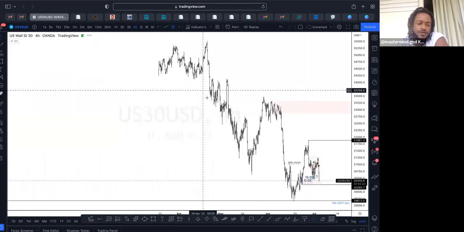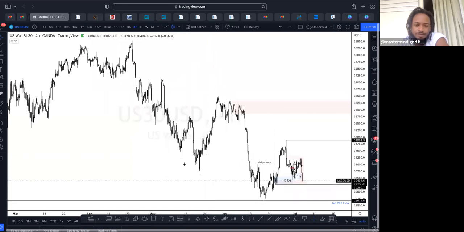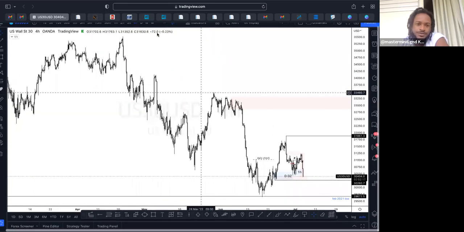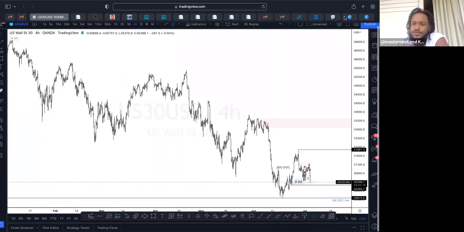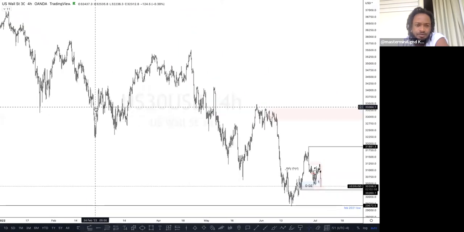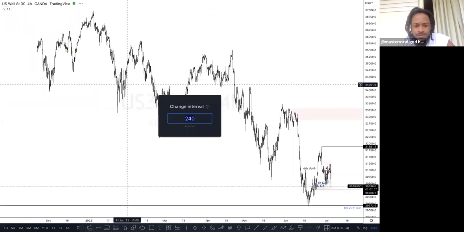All right, so first of all, we want to understand what's going on in the bigger picture, right? So that's why we have to do higher time frame analysis, right? So let's start with the daily.